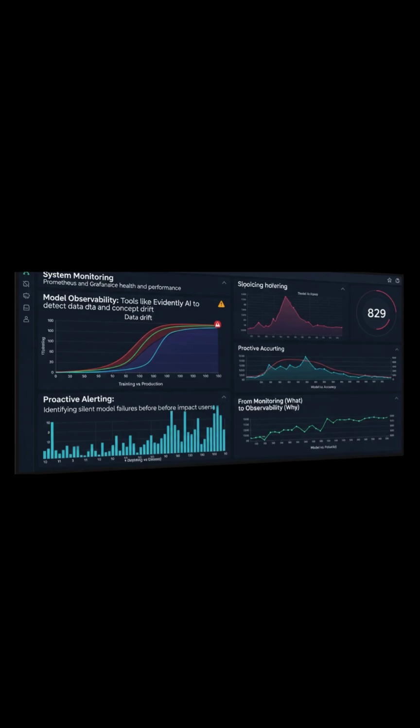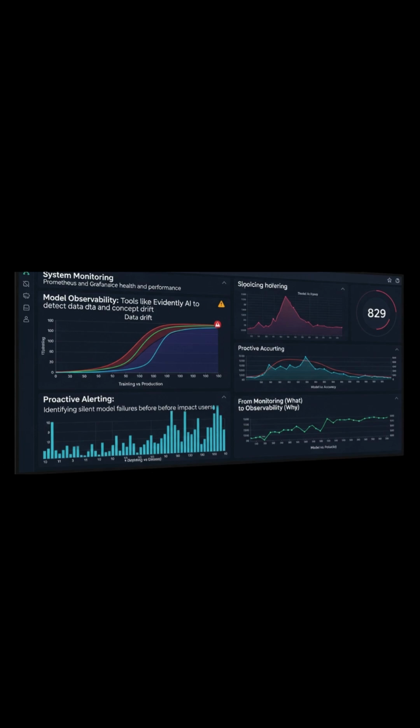For standard system monitoring, I use the classic combination of Prometheus for collecting time series metrics like latency, error rates, CPU, and memory usage, and Grafana to build intuitive dashboards to visualize them. This tells me if the service is healthy.